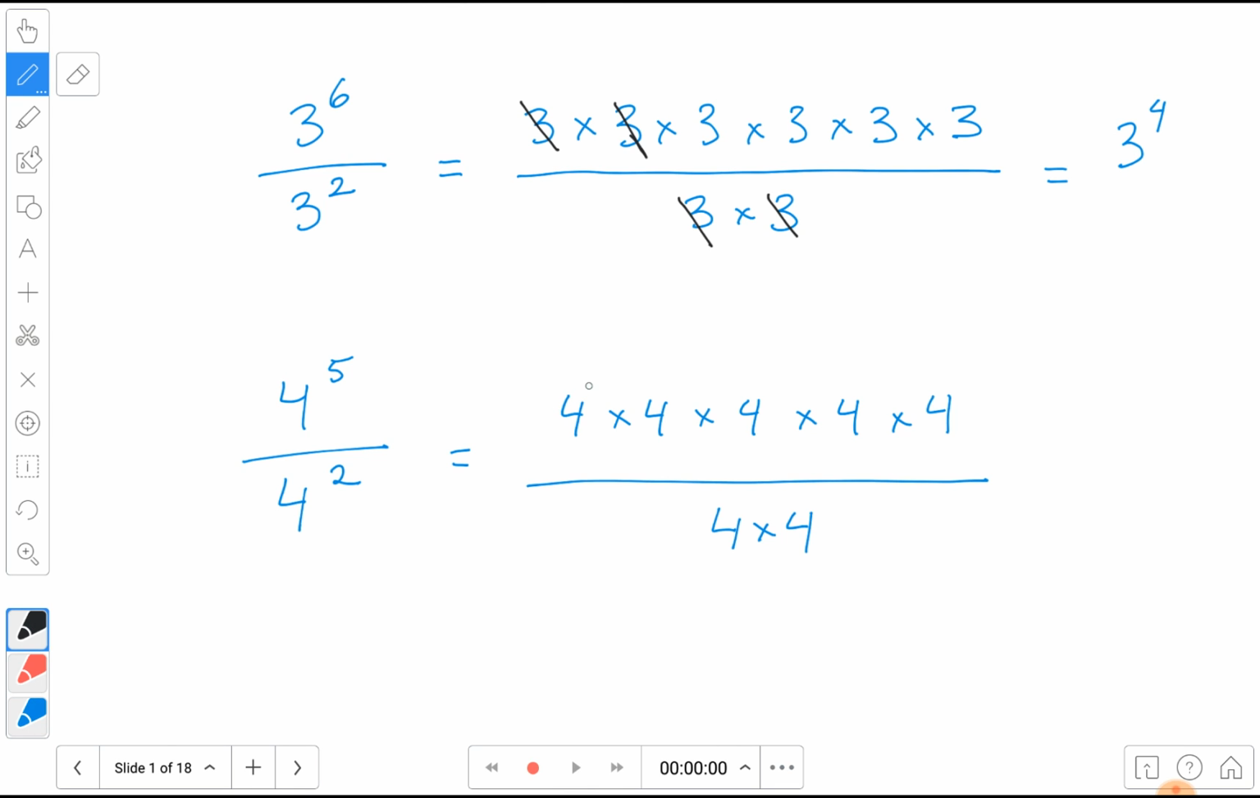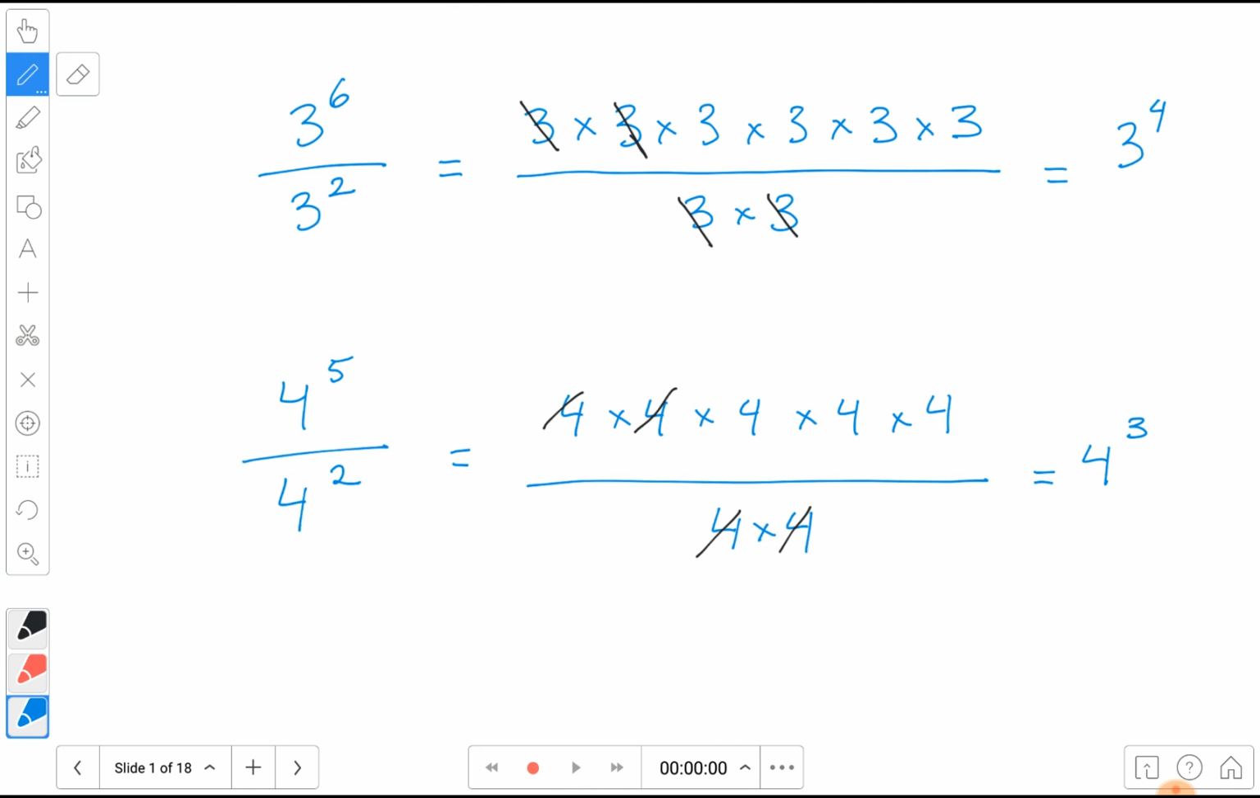Just like the first question, the 4s cancel each other. These 4s cancel each other. We're left with 3 of them. So the answer is 4 cubed, 4 to the power of 3, because there's 1, 2, 3 4s. When we were multiplying these together, we ended up adding the exponents to get the solution. When we divide them, what can we see here? 6, 2, 4; 5, 2, 3.